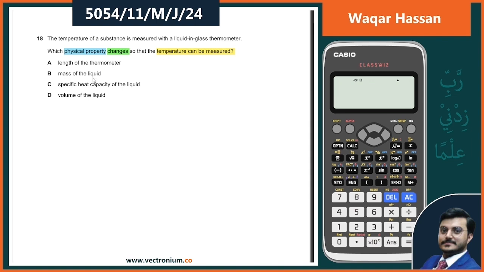Option B, mass of the liquid. No, mass does not depend on the temperature. Option C, specific heat capacity of the liquid, it also remains constant. Option D, volume of the liquid. Yes, the volume of the liquid changes with the temperature and is used to measure the temperature. So option D is the correct answer.